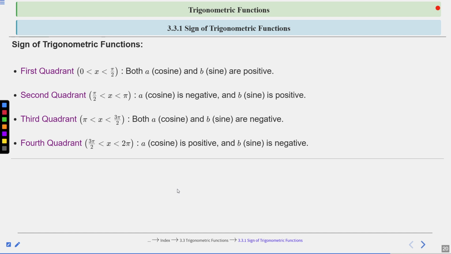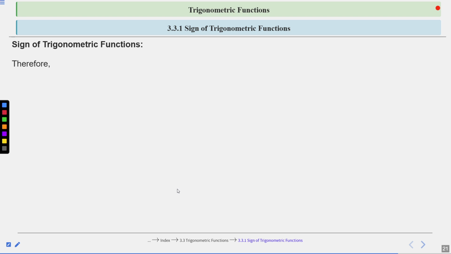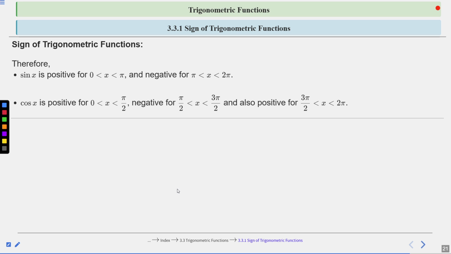Let's move to the next slide. Therefore, we can say that sin x is positive for x between 0 to pi, and negative when x is between pi to 2 pi, right? Cos x is positive when x is between 0 to pi by 2, and negative when x is between pi by 2 to 3 pi by 2, and also positive for x between 3 pi by 2 to 2 pi, okay?